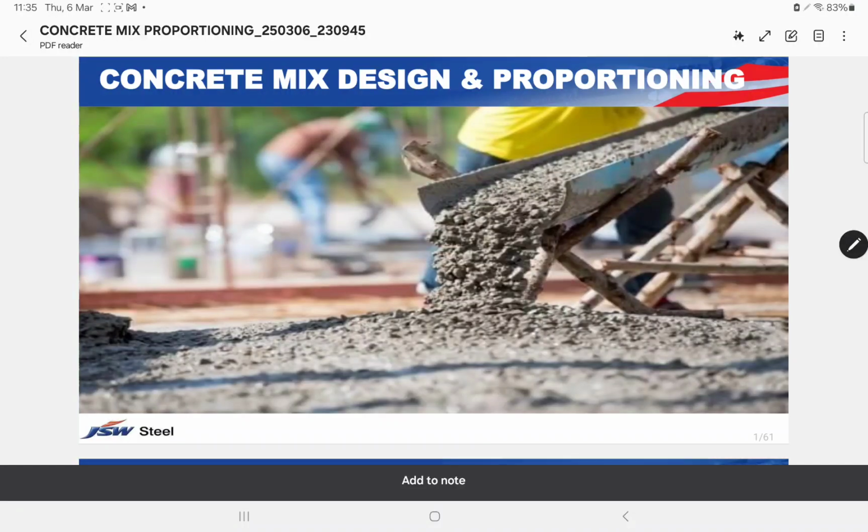Hello and good morning, everyone, and welcome to this training session on concrete mix design and proportioning. Rather, I would say that it is a knowledge sharing session. And trust me, it doesn't matter whether you have any previous knowledge on concrete mix design or not. Even if you have zero knowledge, you will be able to design your first concrete mix by yourself with confidence.